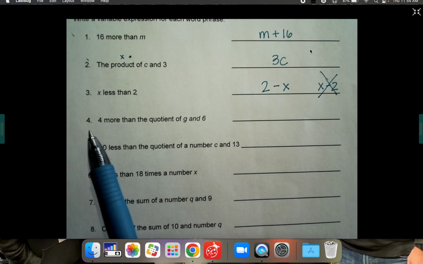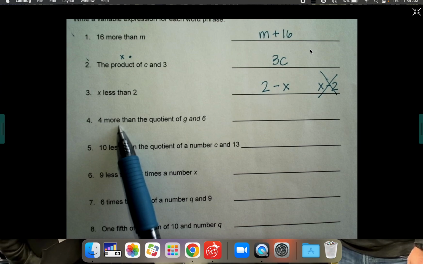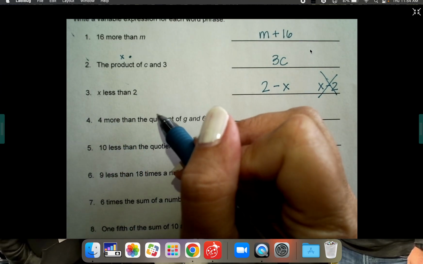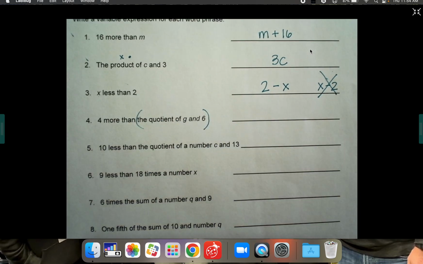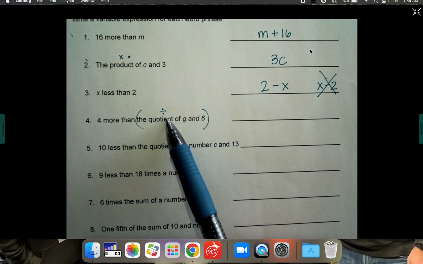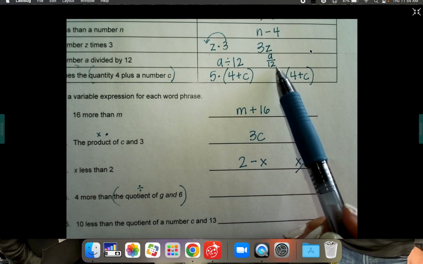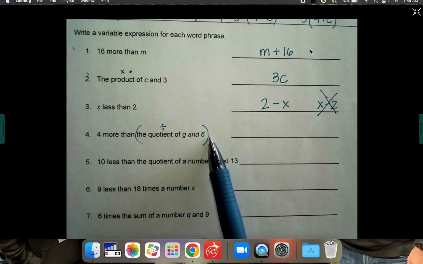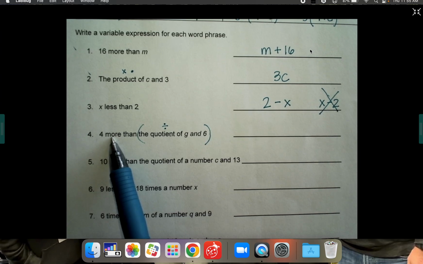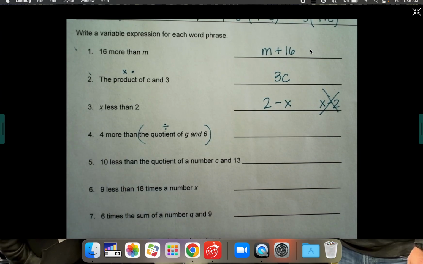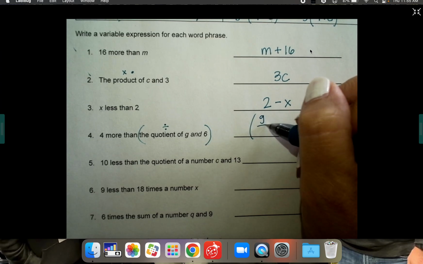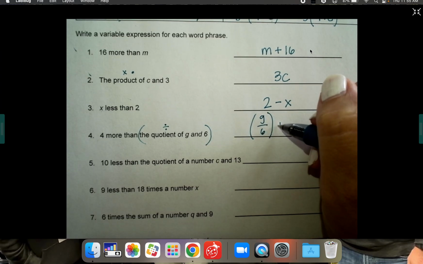All right, number 4. 4 more means we're going to add 4 to whatever we're talking about. And the thing that we're talking about, that we're adding 4 to, is the quotient of g and 6. Quotient means divide. And remember, we're writing division problems like fractions. So we want to put g and 6 in a fraction, g divided by 6. And then we want to add 4 more to that. So what I would do, you can use parentheses, g divided by 6, and then we're going to add 4.